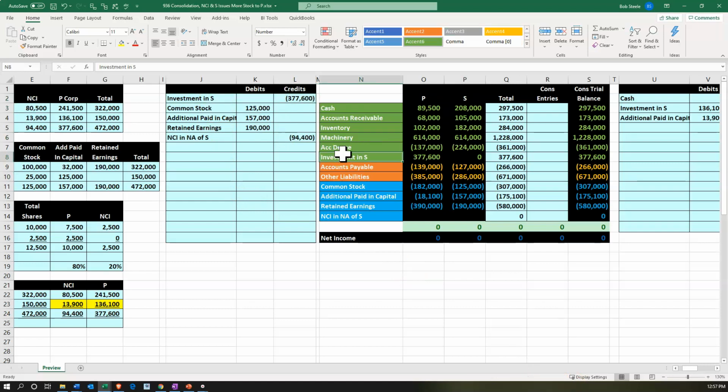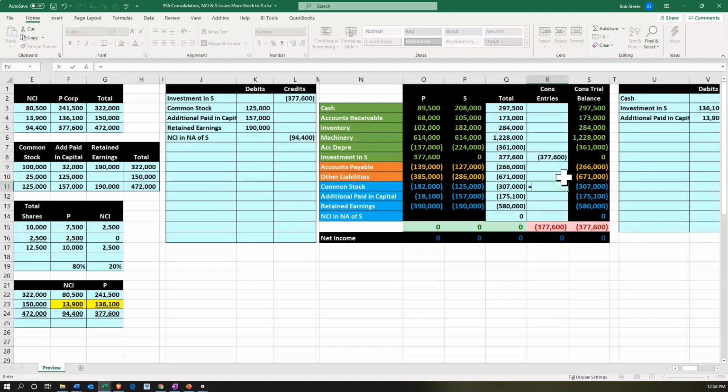Here's the investment in S. Up top in the investment in S, we're going to record that. That should bring it on down to 0. Then we're going to go to the equity section. We're in the common stock. Within common stock, we're going to be picking up the 125, bringing it back down to the parent portion. The additional paid in capital, bringing it back on down to the parent portion. Then the retained earnings, bringing it back on down to the parent portion.